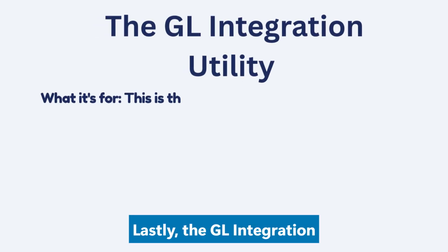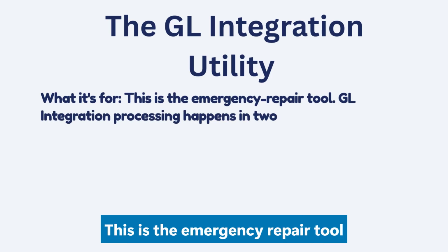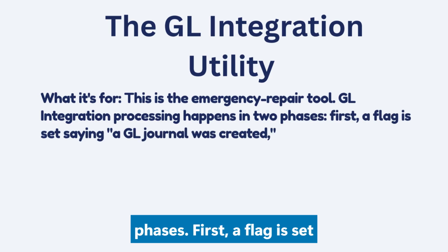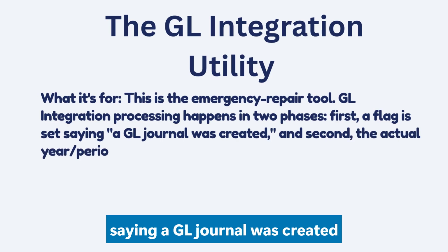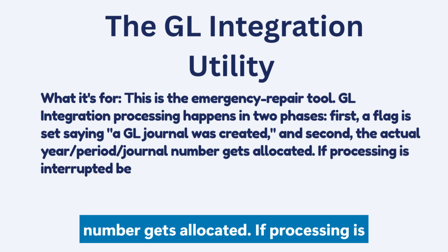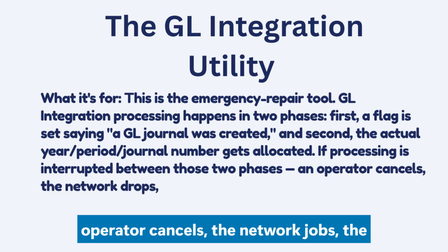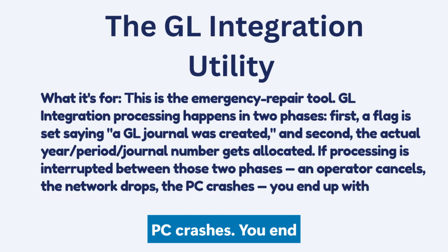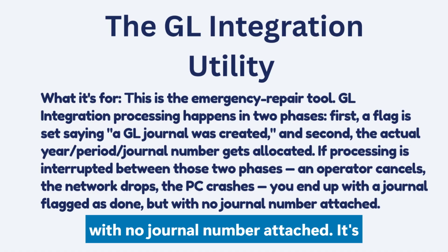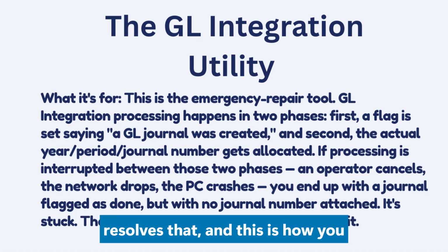Lastly, the GL integration utility. What it's for. This is the emergency repair tool. GL integration processing happens in 2 phases. First, a flag is set saying a GL journal was created. And second, the actual year period journal number gets allocated. If processing is interrupted between those 2 phases, an operator cancels, the network drops, the PC crashes, you end up with a journal flagged as done, but with no journal number attached. It's stuck. The GL integration utility is what resolves that.